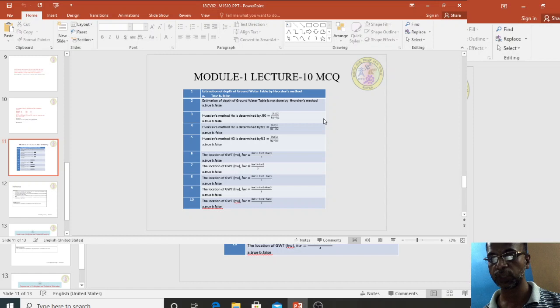The answer is B. Then, the location of groundwater table HW equals HW1 plus HW2 minus HW3, divided by 3. An average cannot be done using a minus symbol. Therefore, it is a false statement, B. The location of groundwater table HW is HW1 minus HW2 plus HW3, divided by 3. Minus, as I said earlier, cannot be used in an average. Therefore, it is false. HW1 minus HW2 minus HW3 by 3: averaging is done with a positive sign. Therefore, the statement is false.